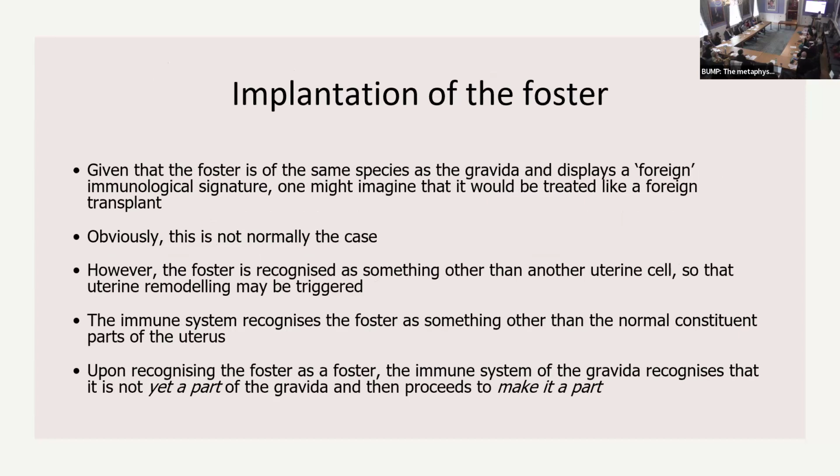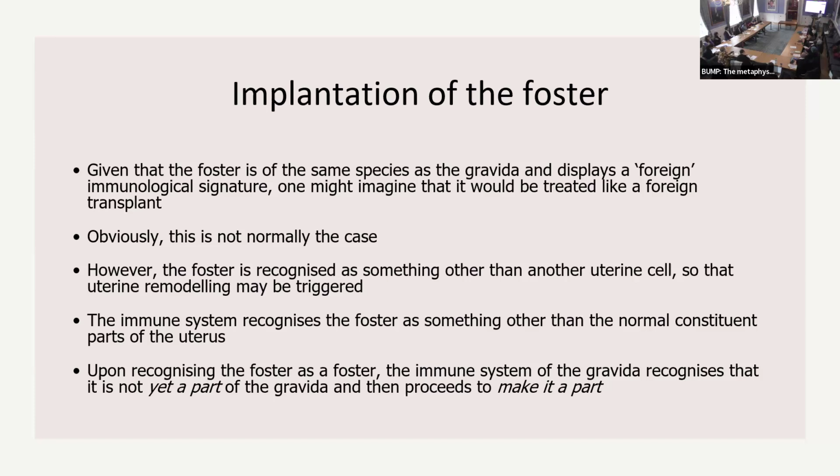For implantation specifically, the foster is the same species as the gravida. So the model that people used around the immunology of implantation was a transplantation model, which predicts that the foster will be rejected by the gravida because it's of the same species and is being transplanted into the uterus. There were various explanations for why this is not the case. But it is clear that the foster is being recognized as something other than another uterine cell, because when implantation occurs, a very specific immune reaction follows.